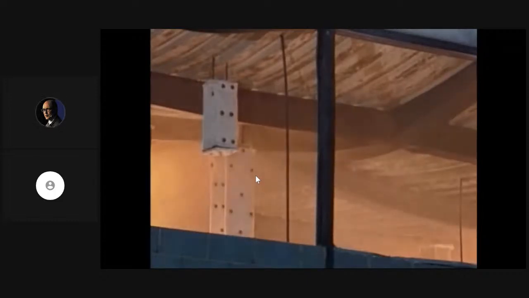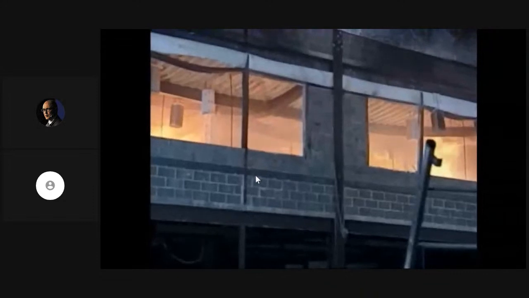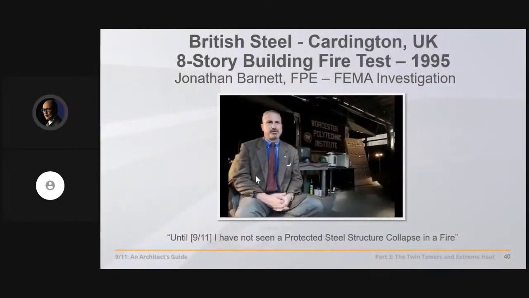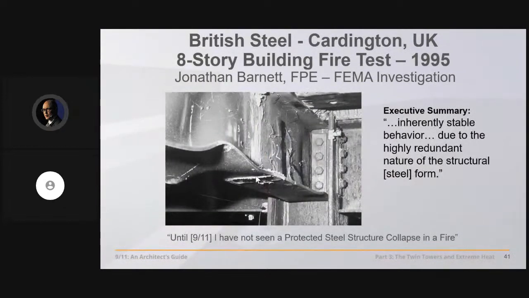In over 20 years, I have not seen, until recently, a protected steel structure that has collapsed in a fire. Until recently, of course, he's referring to 9/11 when we had not one, but 3 protected steel structures collapse due to fire. The conclusion of this study, it's inherently stable due to the highly redundant nature of the structural steel form.